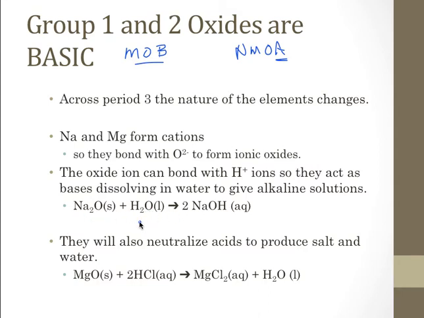Same thing with magnesium oxide with hydrochloric. They will neutralize acids to produce salt and water. I also view, if we were to look at magnesium oxide reacting with water, we would see that it makes magnesium hydroxide, moderately soluble. I view these as synthesis reactions because they're two things coming together to form one. So if these go together, it's going to form those hydroxides.